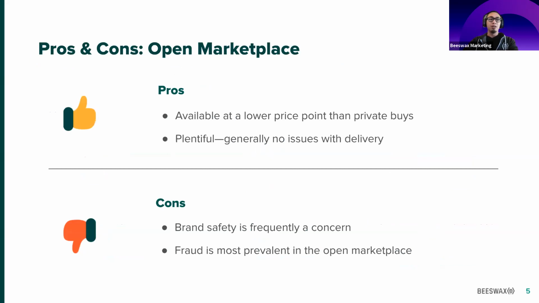Starting with pros and cons of the open marketplace, again, this is the standard entry point into programmatic. So what you'll see in the open marketplace is that most of the inventory is actually just available at a lower price point than private buys would be. It's also plentiful. There's a lot of ad space on the internet. So assuming that you don't have extremely restrictive targeting criteria, odds are good that you'll have no issues with delivery.